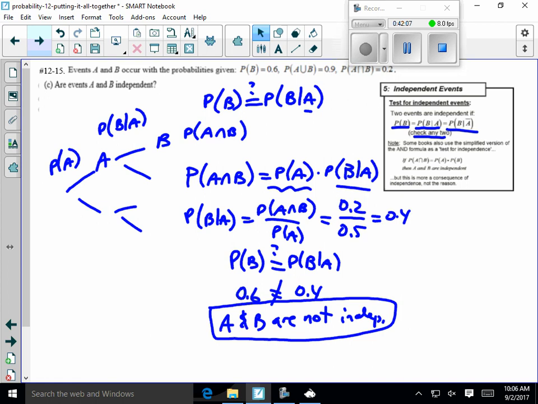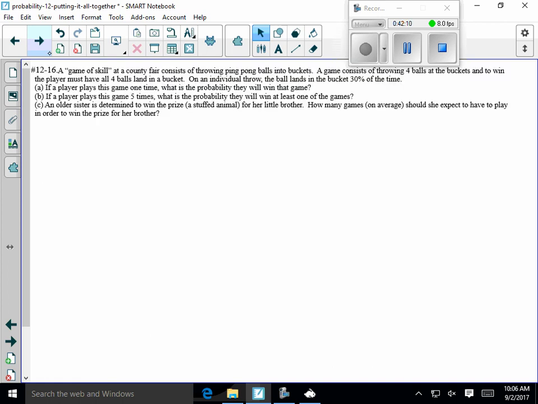Okay, let's do another problem here. This one says, a game of skill at a county fair consists of throwing ping pong balls into buckets. A game consists of throwing 4 balls at the buckets, and to win, the player must have all 4 balls land in a bucket. On any individual throw, the ball lands in the bucket 30% of the time. A, if the player plays this game 1 time, what's the probability they will win that game? B, if the player plays the game 5 times, what's the probability they will win at least one of the games? And C, if an older sister is determined to win that prize, which is a stuffed animal for her little brother, how many games on average should she expect to have to play in order to win the prize for her brother? Okay, pause this and give it a try, then unpause.